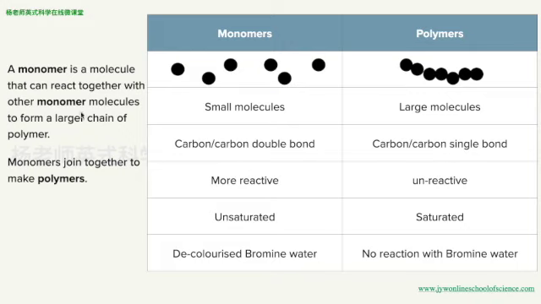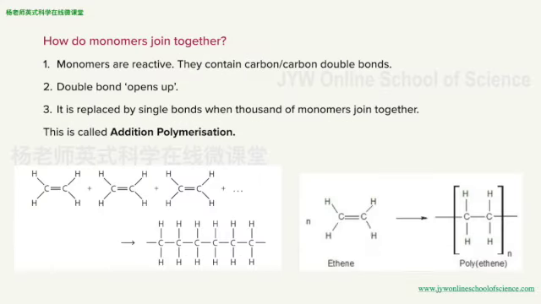So what is a monomer? A monomer is a molecule that can react together with other monomers to form a large chain of polymer like this, and monomers join together to make polymers, and that is the basis of plastics. Okay, so how do they join together? Let's look at this one.